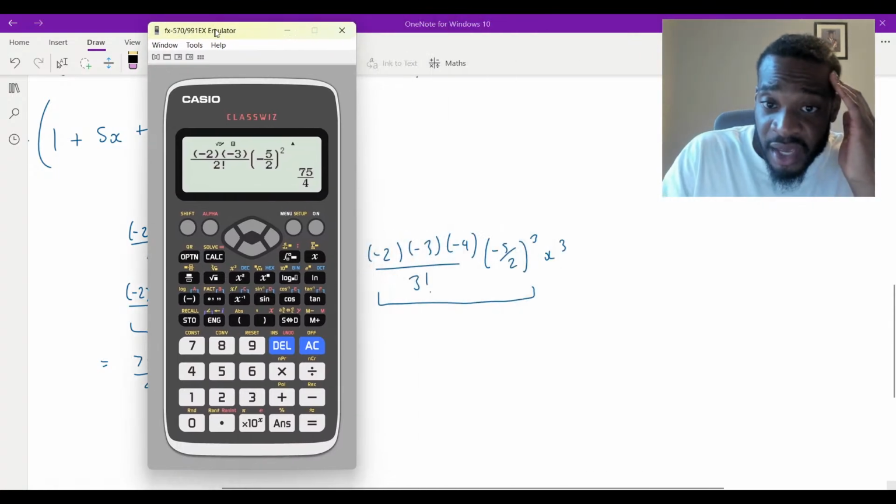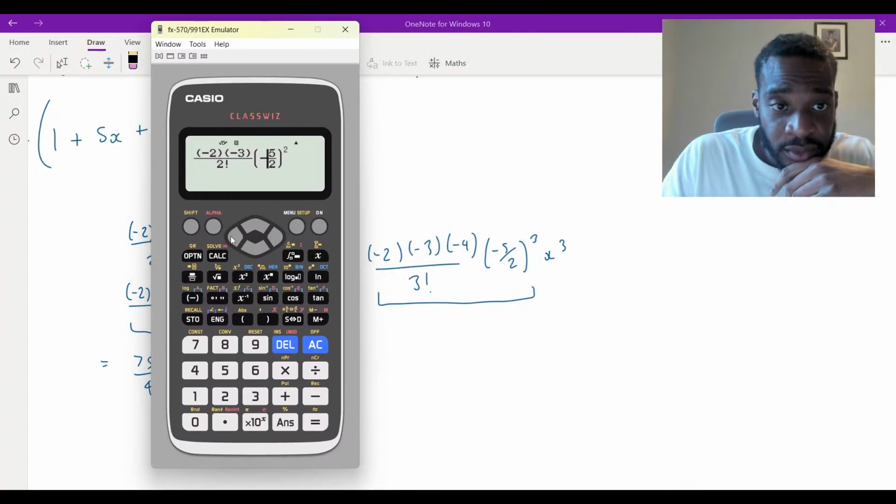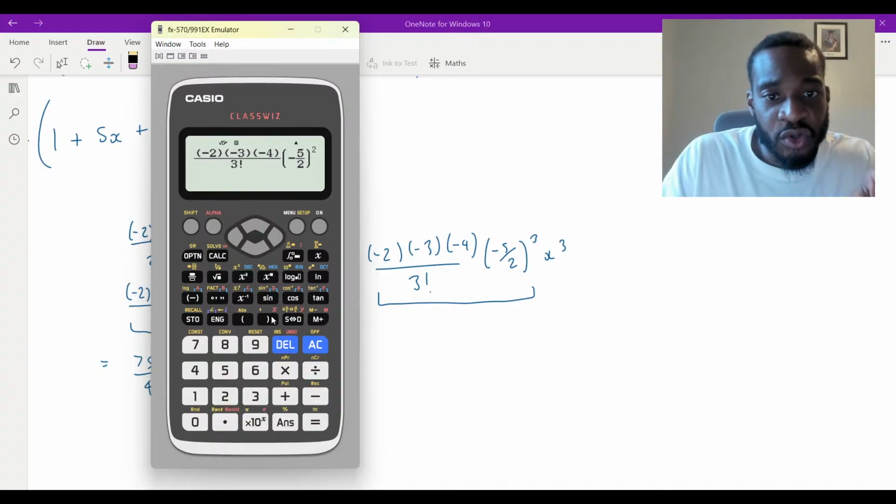So that one is gonna be, hold on, let me go up there. I'm gonna change that to a 3 factorial, and then I'm gonna do -4 like that. And then 2, that's fine. I'm gonna change it to a cubed. Like that. And that gives us 125 over 2.